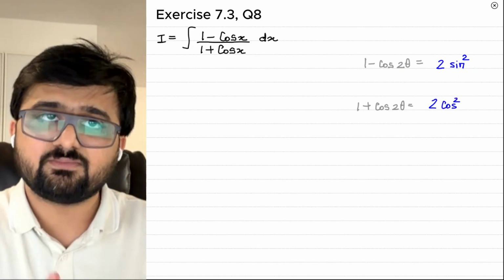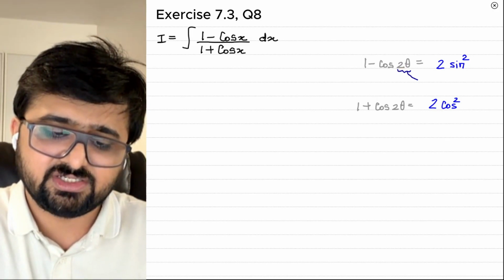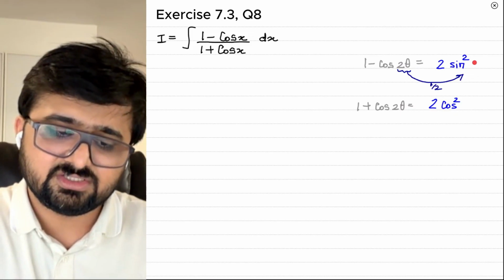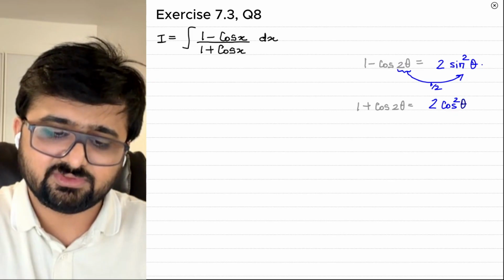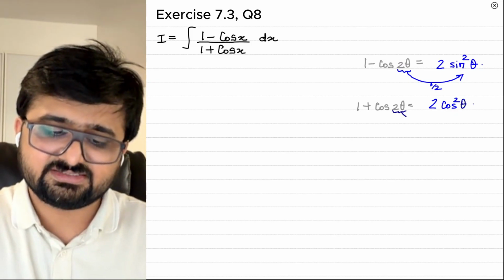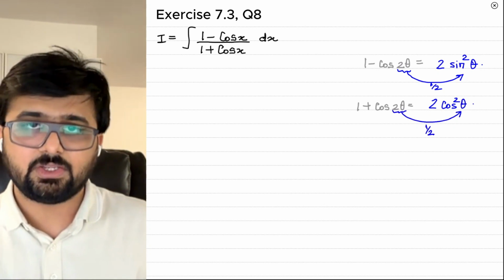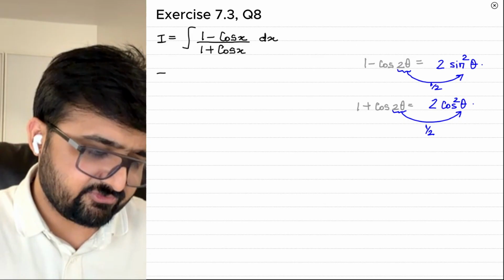Now the angle is very important. The angle becomes half in both the cases. If it is 2 theta, the angle will become theta. Whatever the angle is, it becomes half in this formula. I hope that makes sense. All right, let's apply that formula here.